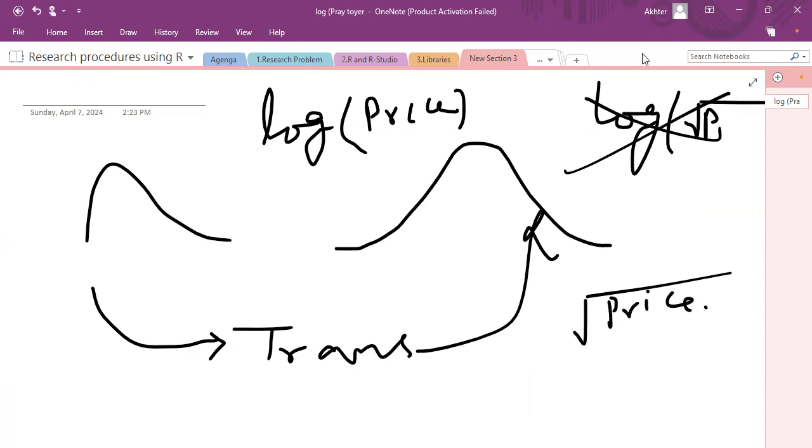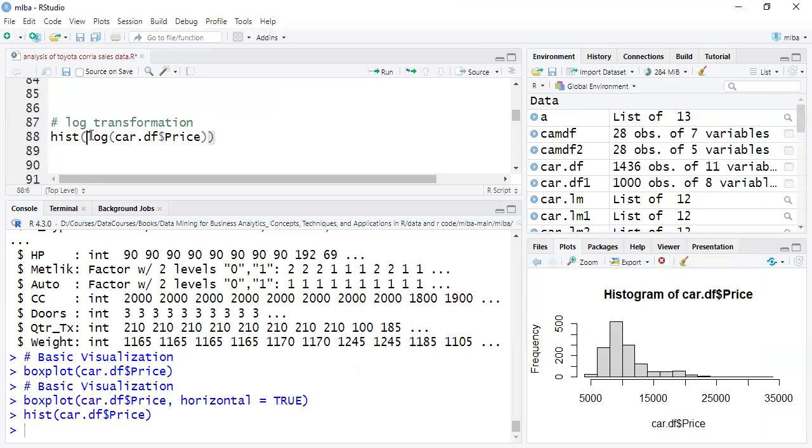So I will apply the transformation in our code by just running it. You can see the highlighted portion of the command. The highlighted portion of the command is log of what? Log of CARDF dollar price. It means we are taking the logarithm of all of the prices. And then after taking the logarithm, we are making the histogram. Histogram is this graph, right? Now I'm running the log version.